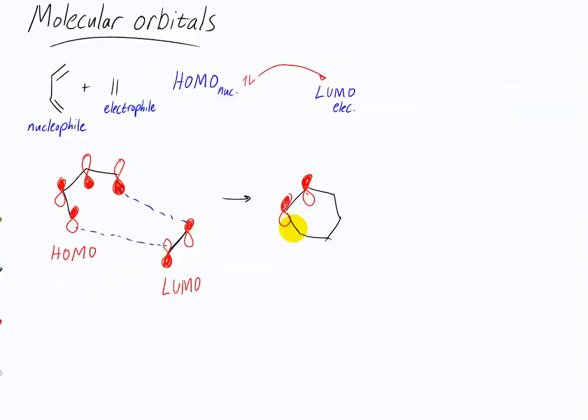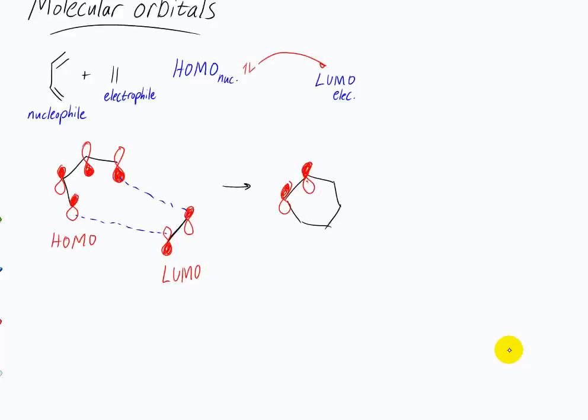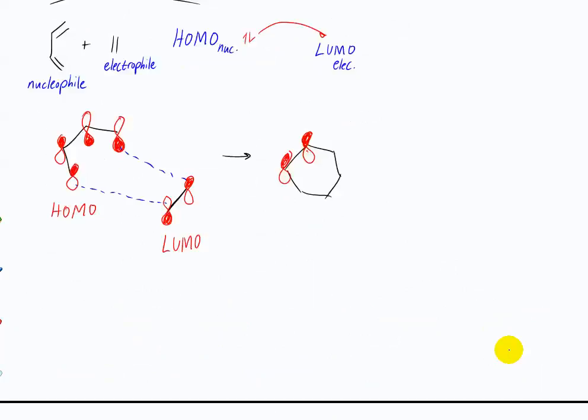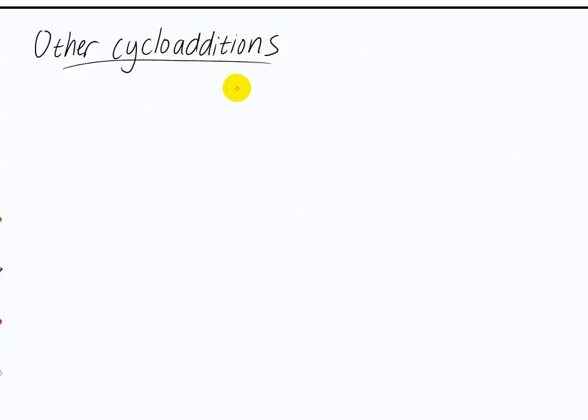Okay. So now where it does become important is when we talk about some other cycloadditions. You can use the molecular orbital descriptions to determine whether or not a certain cycloaddition is going to be allowed. As we would say, symmetry allowed.